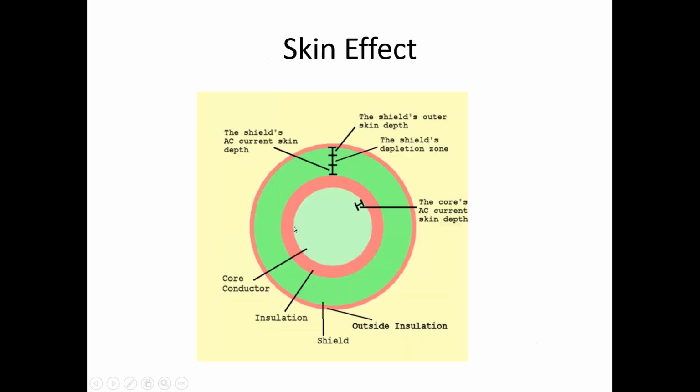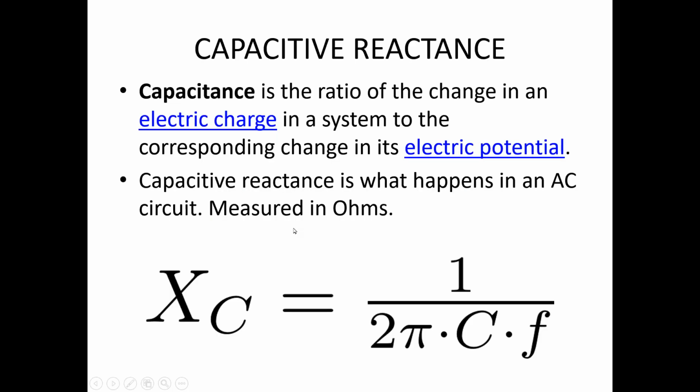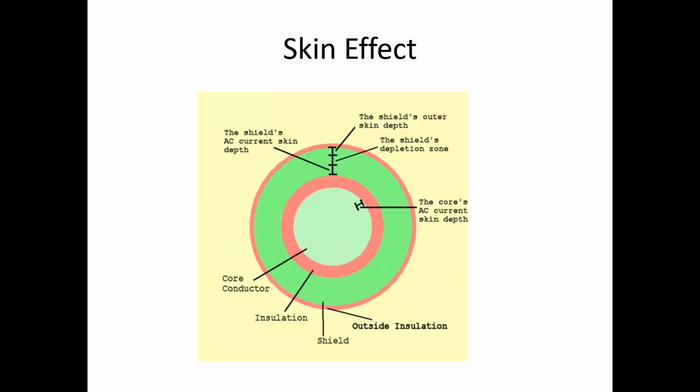So now when you're dealing with the impedance, you are taking the resistance of the wire, the capacitive reactance measured in ohms, and the inductive reactance measured in ohms. That will give you your impedance.